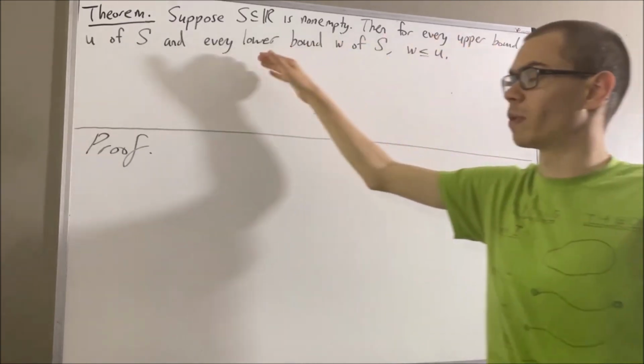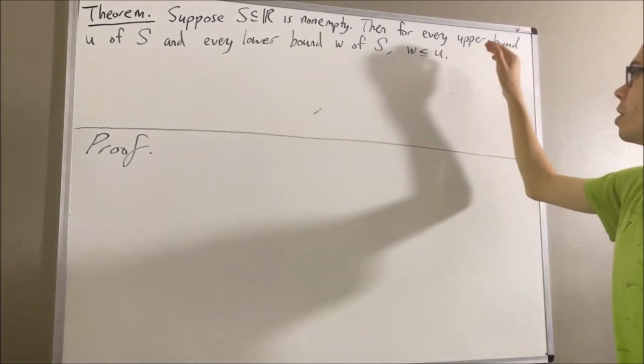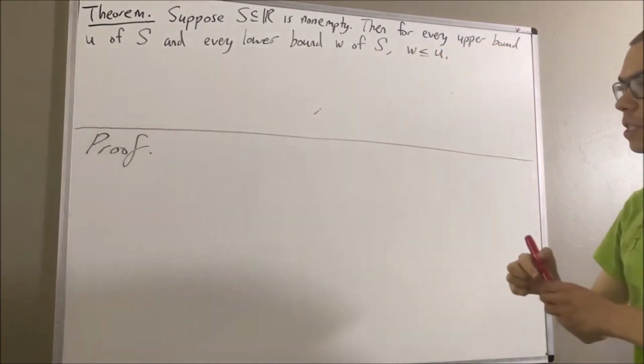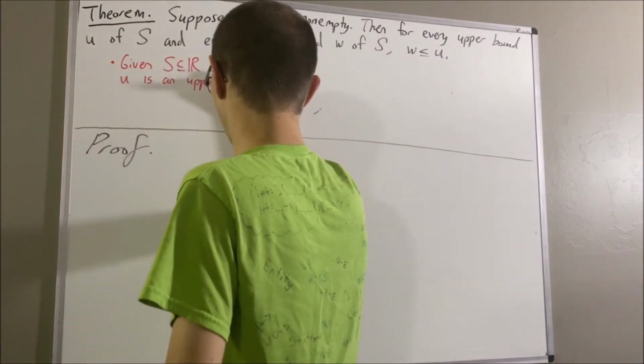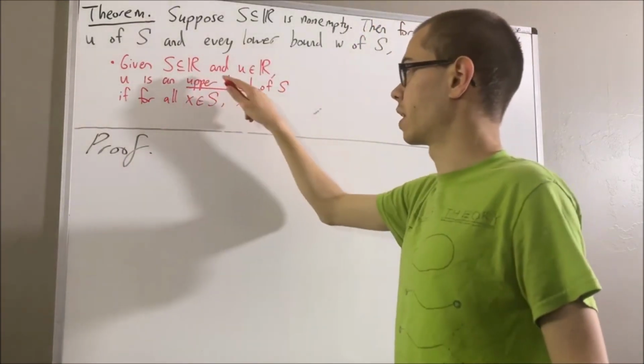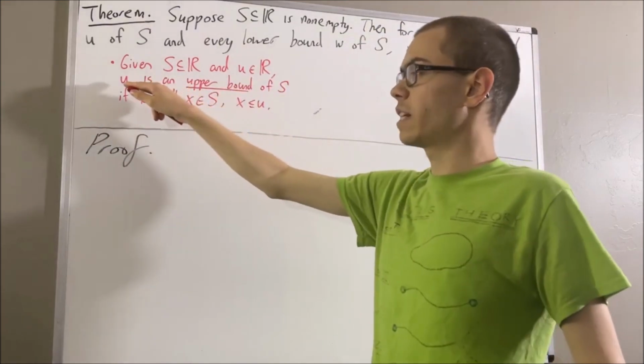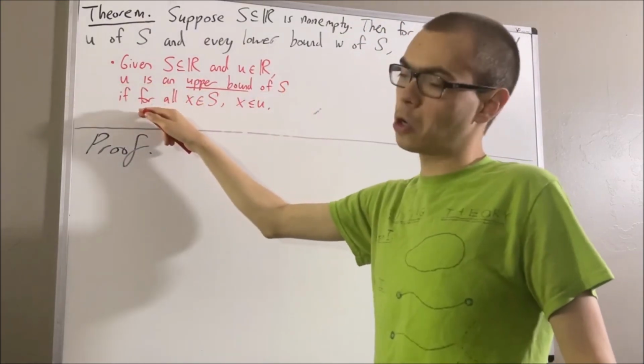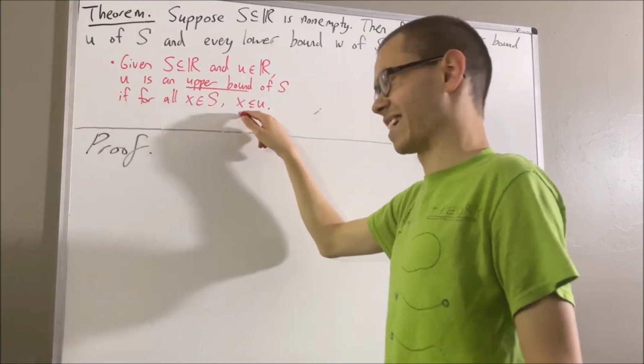Now, our definition of an upper bound will be as follows. Given any subset of real numbers S and real number U, we say that U is an upper bound of S if, for all elements X in S, X is less than or equal to U.